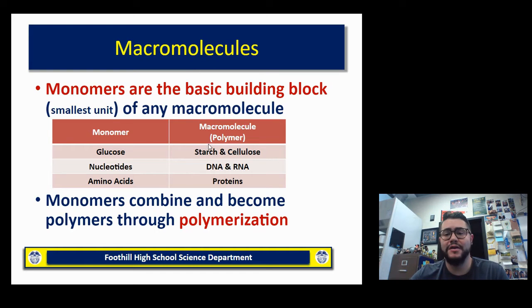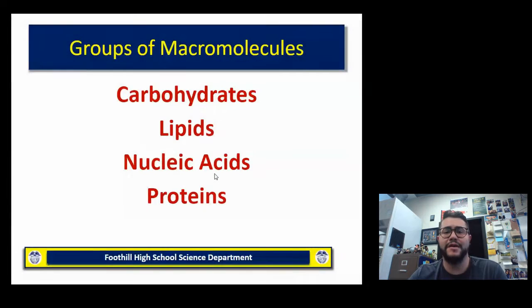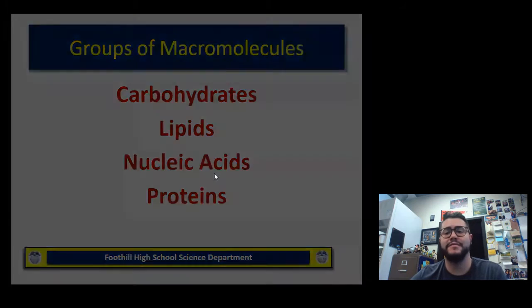Here are some examples. Starch and cellulose are macromolecules. Its monomer is glucose, so you string a bunch of glucose together. DNA and RNA are macromolecules, and its monomers are nucleotides. Same thing with proteins, and its monomer is nucleic acids. So there are 4 groups of macromolecules we're going to talk about: carbohydrates, lipids, nucleic acids, and proteins. Let's go through each one of those, to give you some basic understanding of each one.